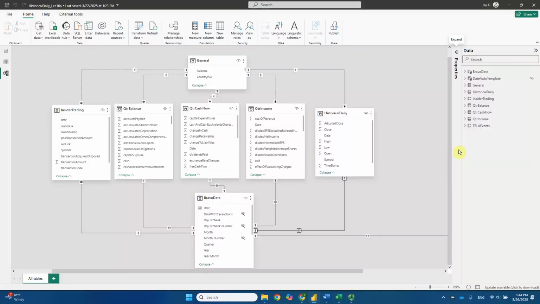So this one-to-one relationship is important because when you use the RELATED function, this function can only be used if the two tables are connected by a one-to-one relationship. All right. Basically, again, use our previous example. You're trying to calculate the earnings per share as a calculated column in the income statement.